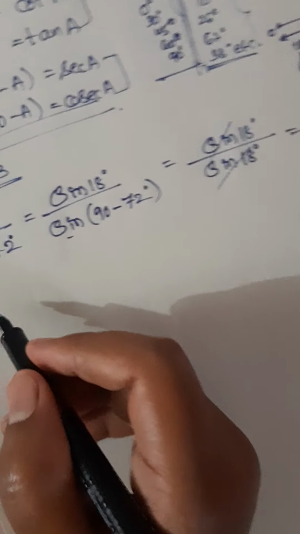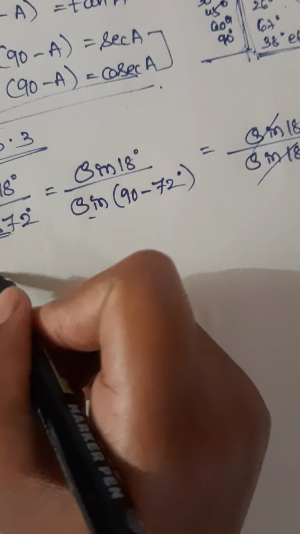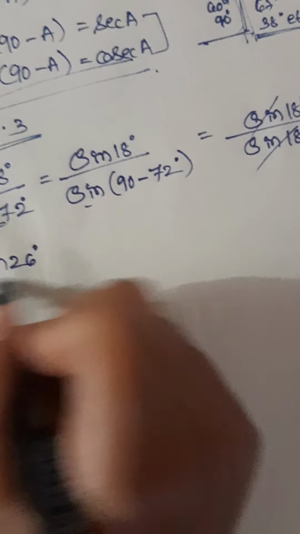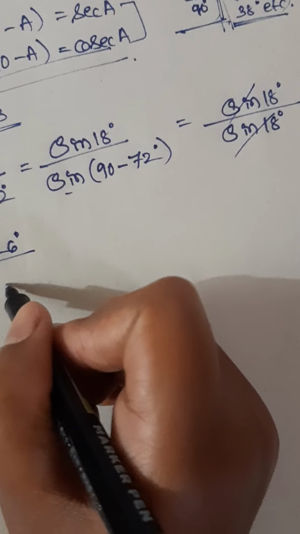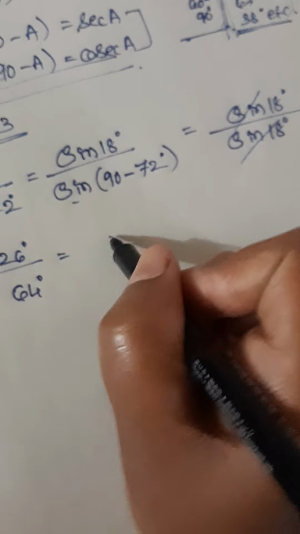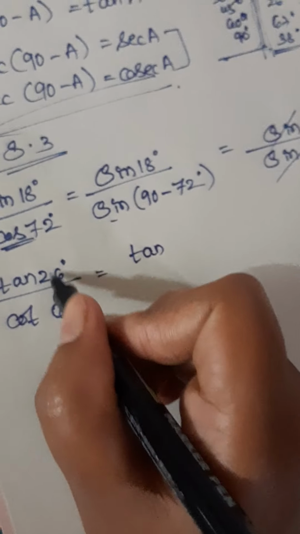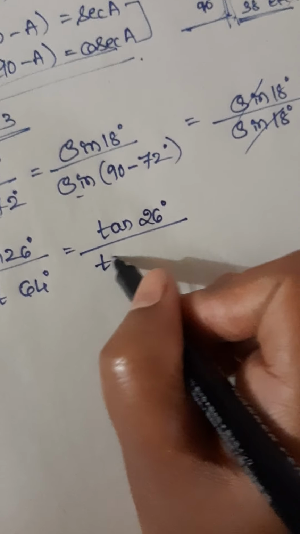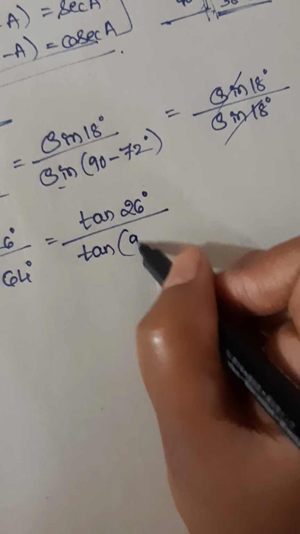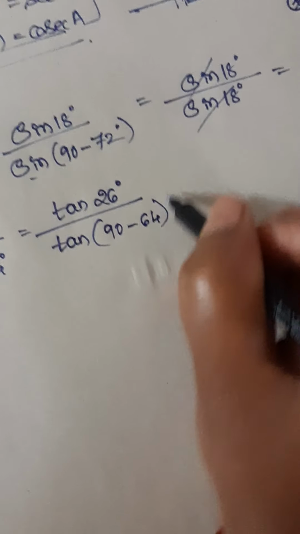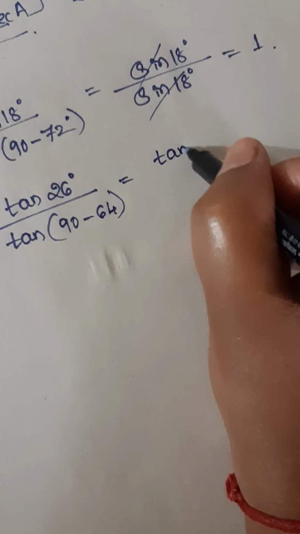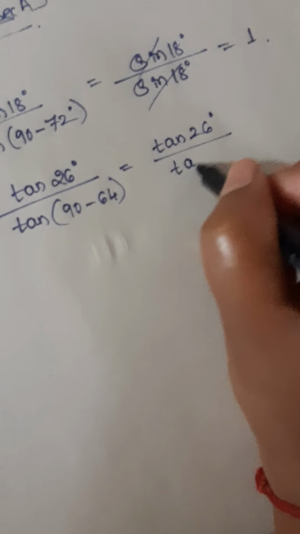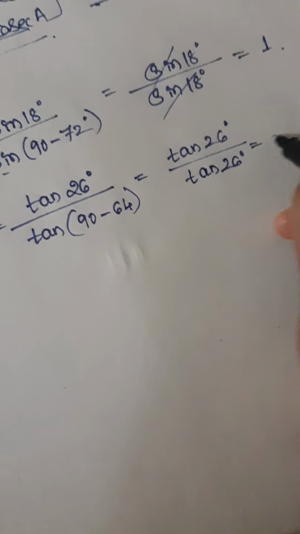Next, in the second part of the first question, that is tan 26 degree divided by cot 64 degree. Here tan 26 is less than 45, so keep it as it is. Cot 64 becomes tan 90 minus 64, and 90 minus 64 is again 26. So tan 26 divided by tan 26 is equal to 1.